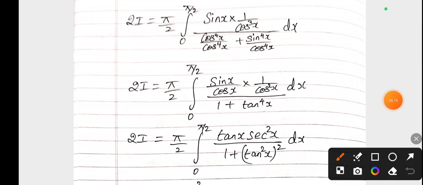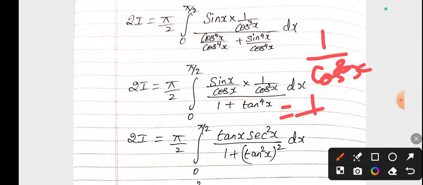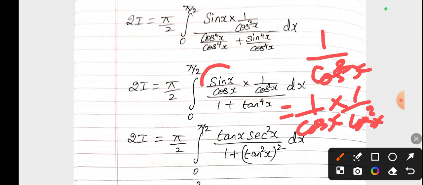Then we are doing, as I said, the 1 by cos cube. We can write it as 1 by cos x into 1 by cos square x. So 1 by cos x, you can write it as sin x by cos x, and the next one is 1 by cos square x. So cos power 4x gets cancelled and you're getting 1. Sin power 4x by cos power 4x is tan power 4x. Till this is clear, kindly check.